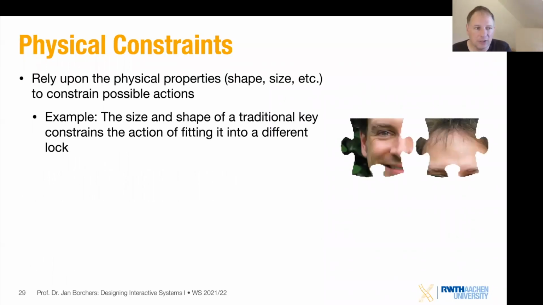Physical constraints are very simple. They just rely on physical properties like the shape or the size of an object to constrain possible actions. So one example would be the size and shape of a traditional key, a key that has this little edge at the bottom with little things sticking out. Der Bart, as we say in German. That kind of key will never fit into a modern security lock, right? We understand that.